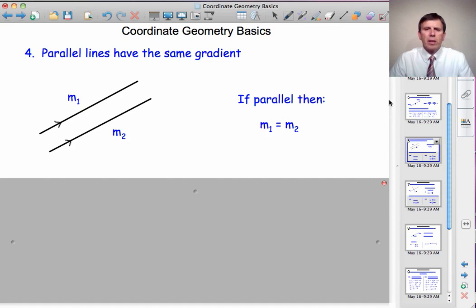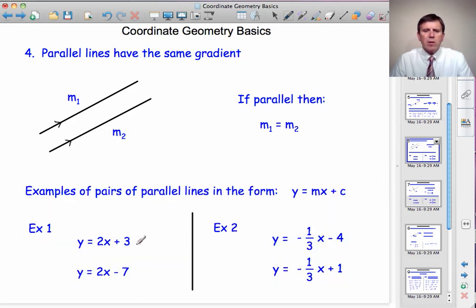Next we'll consider how do we recognize when 2 lines are parallel. Well, they're parallel if they have the same gradient. So if this one has gradient m1 and this one has gradient m2, if they're parallel, then m1 must be the same as m2. Let's have a look at some examples of parallel lines. y equals 2x plus 3 and y equals 2x minus 7. These are parallel. This one cuts the y-axis at plus 3 and this one cuts the y-axis at minus 7. But they both have gradient 2, the number in front of the x, when we write the line in the standard form y equals mx plus c. Second example, y equals minus a third x minus 4, y equals minus a third x plus 1. The gradient in both cases is minus a third, so we instantly know that these lines are parallel.